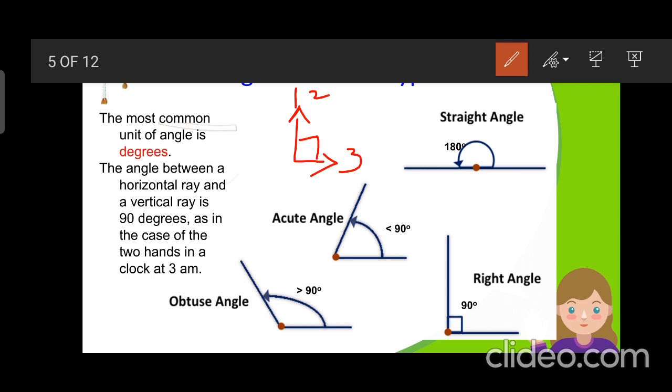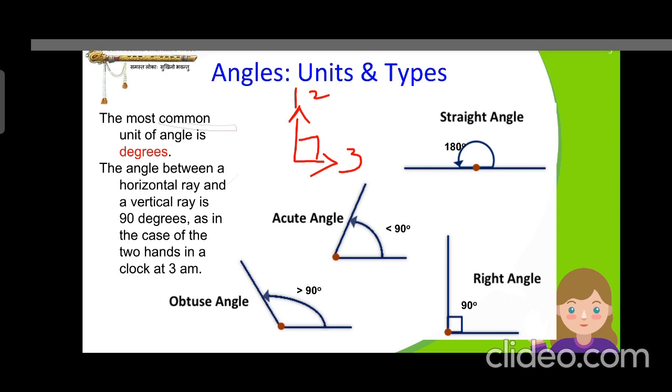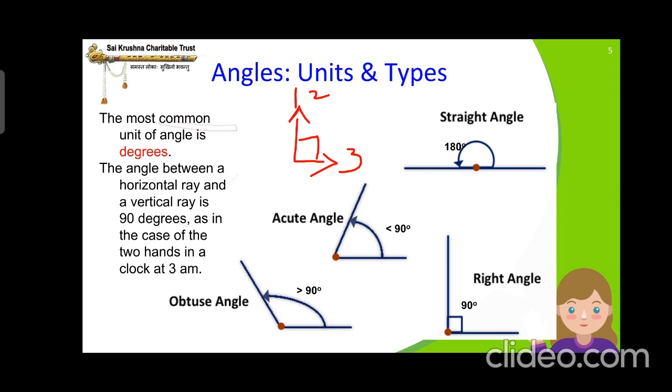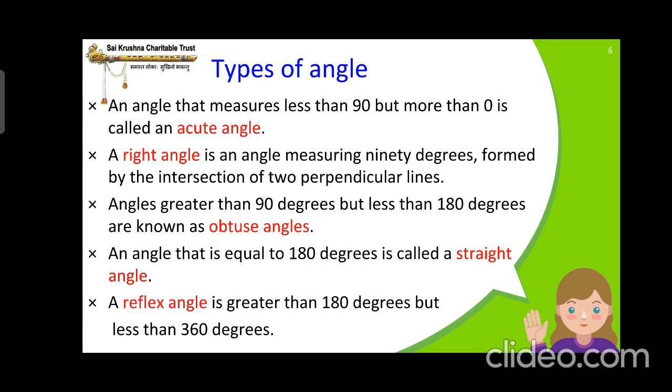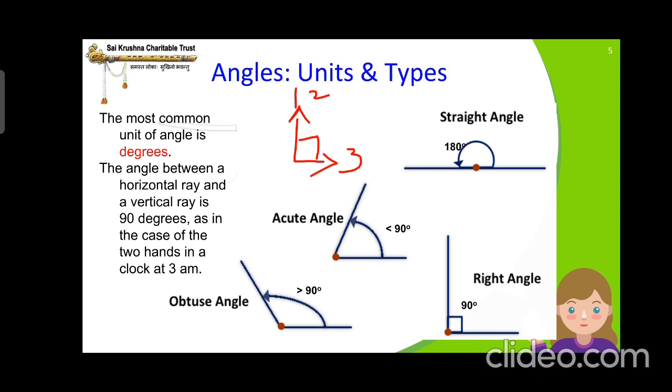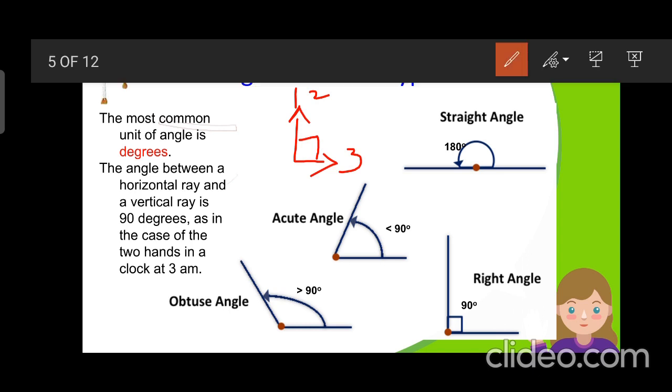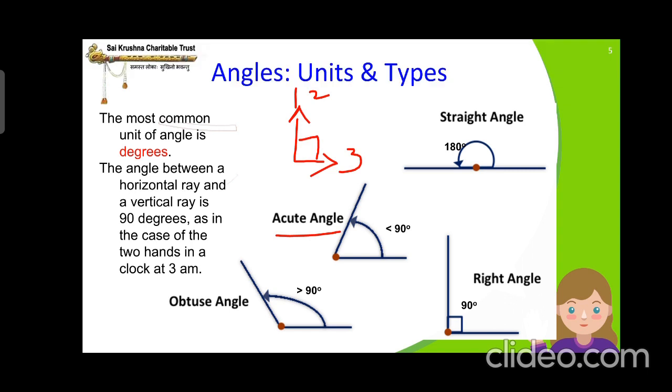And let's look at the different types of angles. We have acute angle, right angle, obtuse angle and a straight angle, as you all can see in this diagram. And let's look at the definition one after the other. So first comes acute angle. An angle that measures less than 90 but more than 0 is called an acute angle. As you all can see in this diagram, acute angle means less than 90 degree and more than 0 degree.